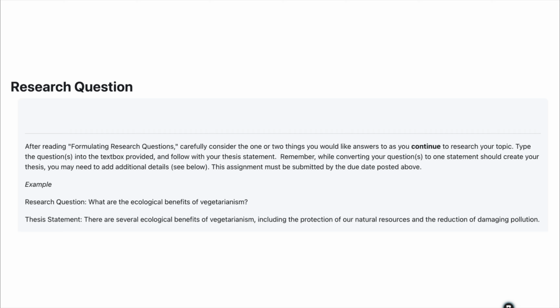I'm not expecting it to be in final copy form at this point. We haven't even written the actual paper. So look at that research question, convert it to a statement and flesh it out so that you've got a working thesis statement. Those two things, question and statement, are due by the end of the week. And then, of course, you're going to submit your annotated bibliography.